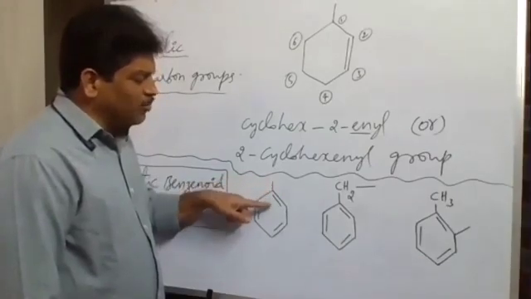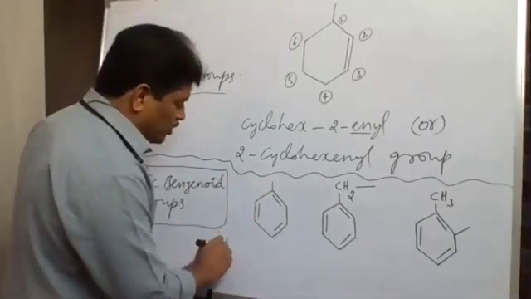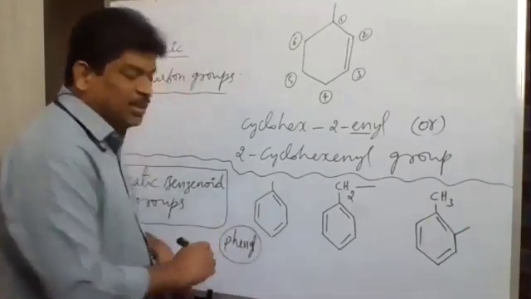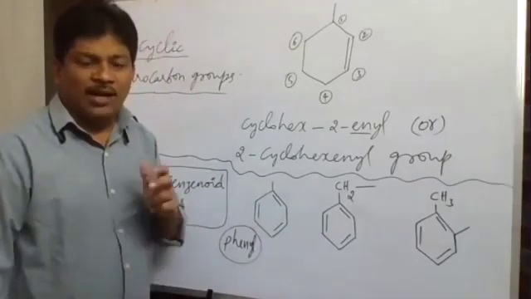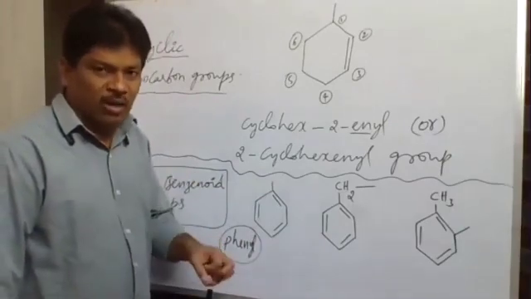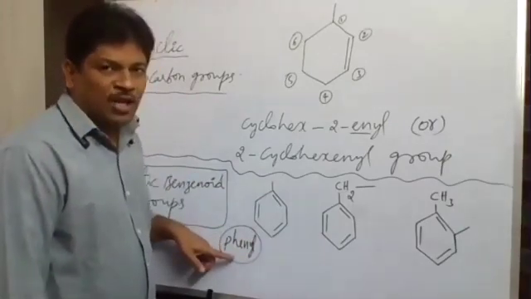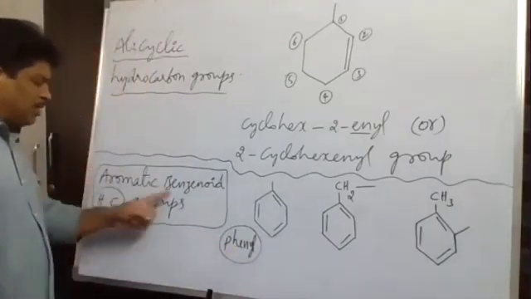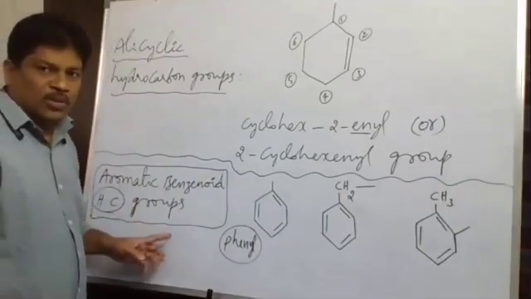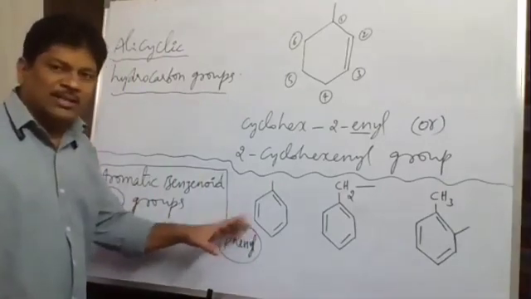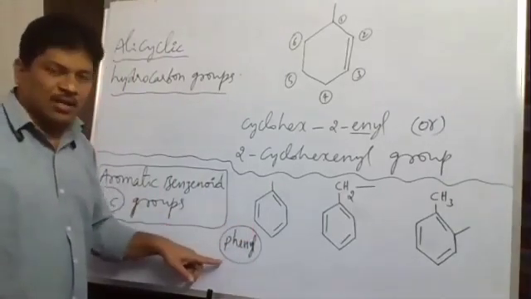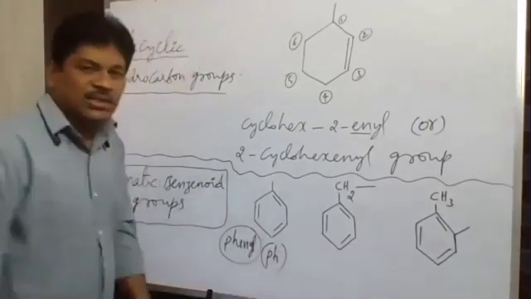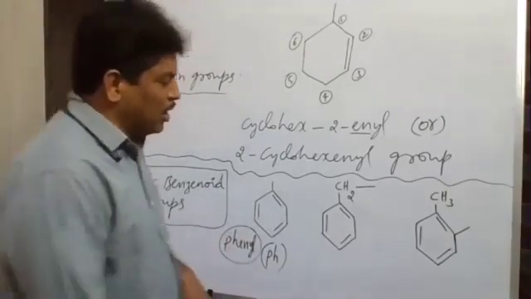So what is this now? The phenyl group. What is this group name? Phenyl. So how is the phenyl group obtained? By the removal of one hydrogen atom from the benzene molecule, we get the group called the phenyl group. So the phenyl group is an example of an aromatic benzenoid hydrocarbon group. So benzene minus one hydrogen gives phenyl. This phenyl is indicated by Ph. Ph is indicating phenyl.